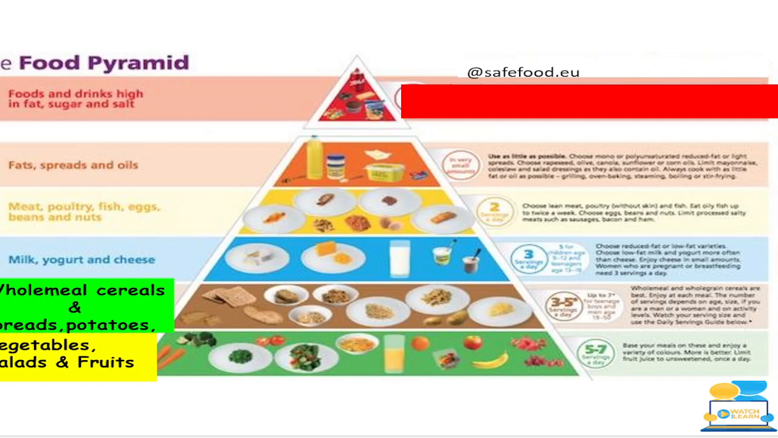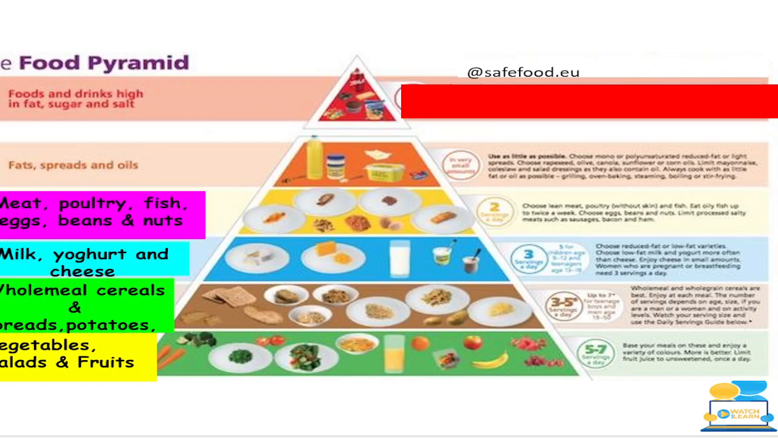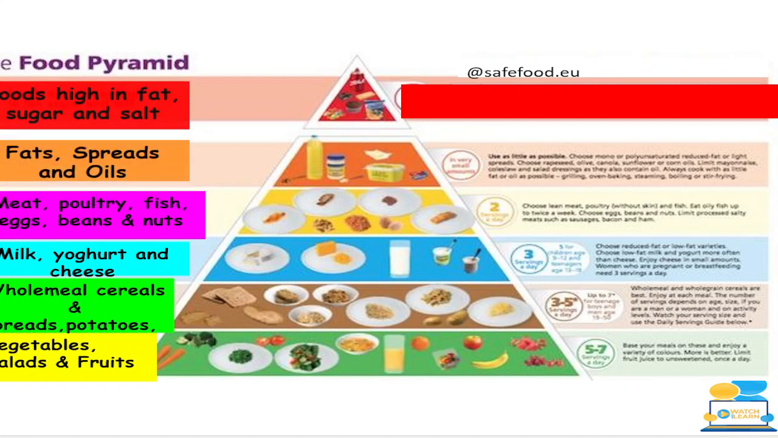So next up we have wholemeal cereals and breads and potatoes. We've milk, yogurt and cheese, meat, poultry, fish, eggs, beans and nuts, fat spreads and oils, and then up the top foods high in fat, sugar and salt. You'll find this on safefood.eu. You'll also find it on the ExamRevision website.